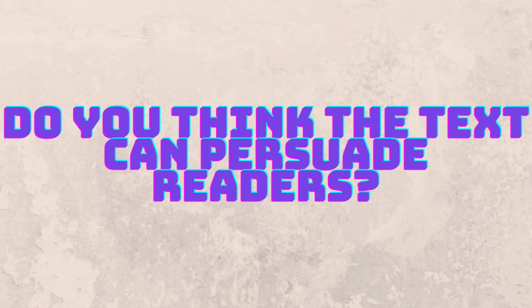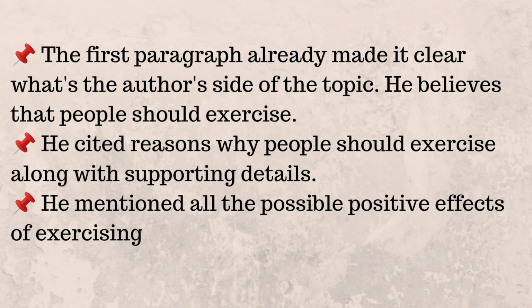Let's check if the text can persuade the readers. The first paragraph already made it clear what the author's side of the topic is. He believes that people should exercise. He cited reasons why people should exercise along with supporting details. He mentioned all the possible positive effects of exercising.